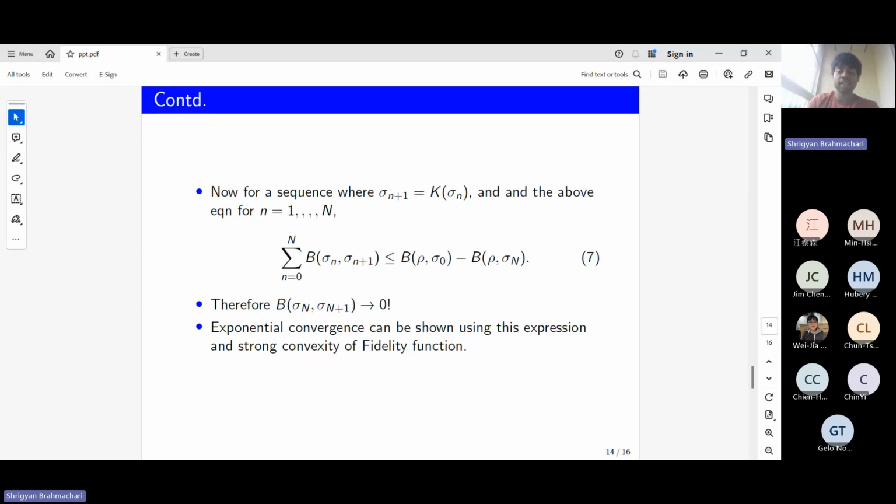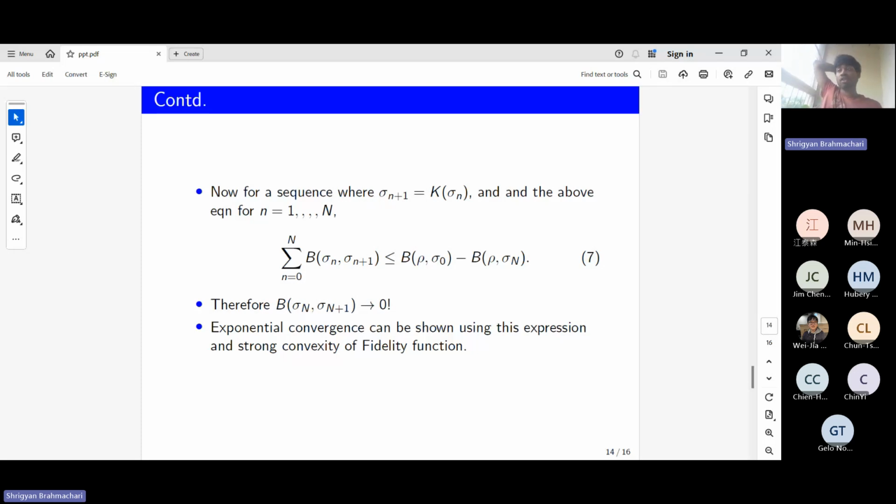Therefore, eventually sigma n converges to sigma n plus 1, which means you have found a state where the recurrence relationship is satisfied. The map doesn't give you a new state, so you have found that it's converged. The map has converged. So this is actually it. This proves that the map converges to the optimizer.